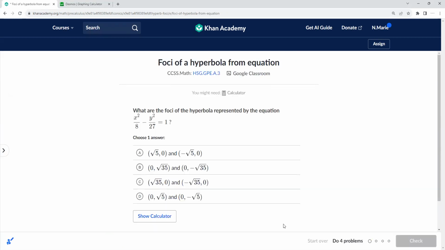Now we're going to find the foci. I hate saying this word. It's so confusing. Foci of this hyperbola.